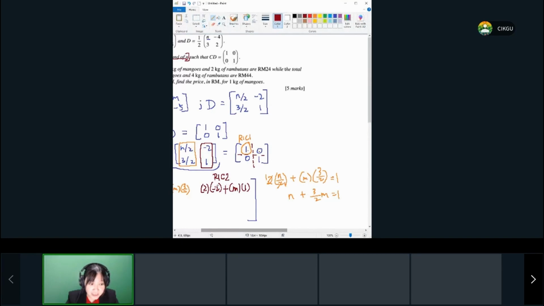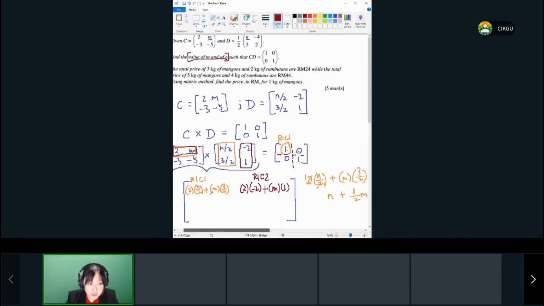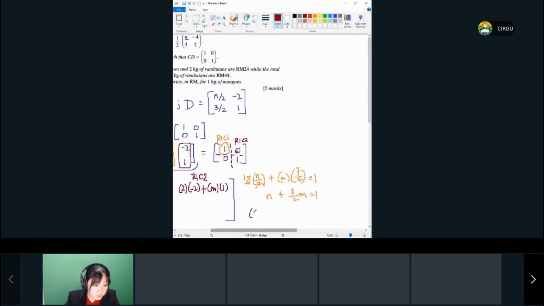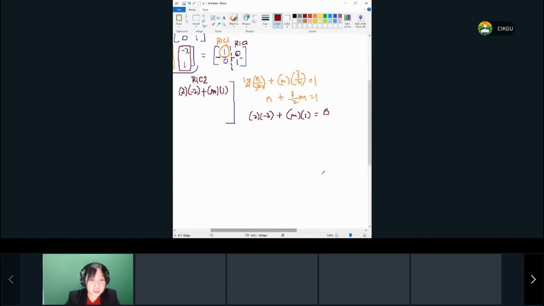This one is from the first row, second column. You see this 0 is on the first row, but it's at the second column. So this is R1C2, this 0. So that means 2 times -2 plus M times 1 must equal to 0. With that, I think this one can be solved already. -4 plus M times 1 equals to 0. There we go, balanced equation. The -4, throw to the other side, becomes 4. Done. Then we got the answer already.